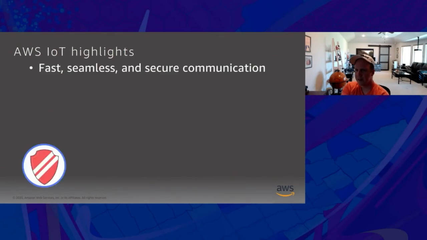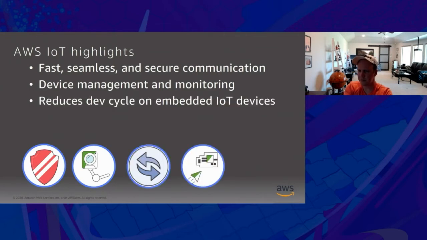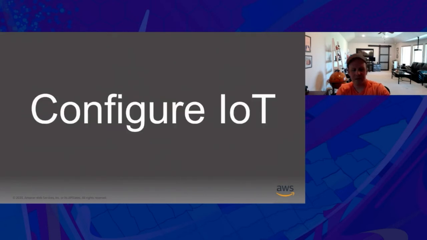So IoT Core highlights: fast, seamless, secure communication, easy device management and monitoring. We have another inventory feature capability for IoT Core that makes it very easy to tag millions of devices, and easily search and index those devices if you want to search based on a tag. The device management feature is very robust. Reduced dev cycles on embedded IoT devices, data collection and analytics capabilities. And we'll go into the next step of the demo. So we're going to go ahead and set up IoT Core.